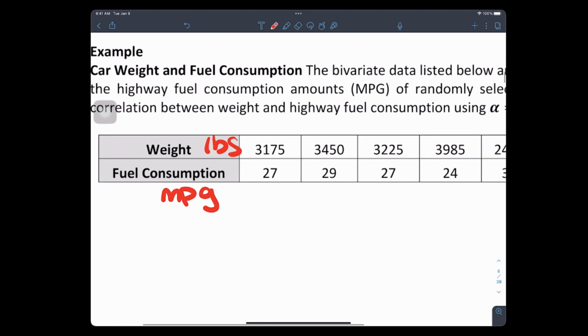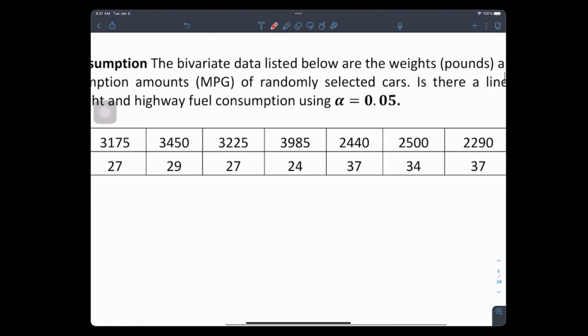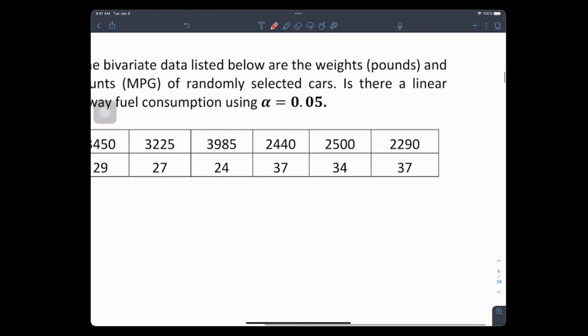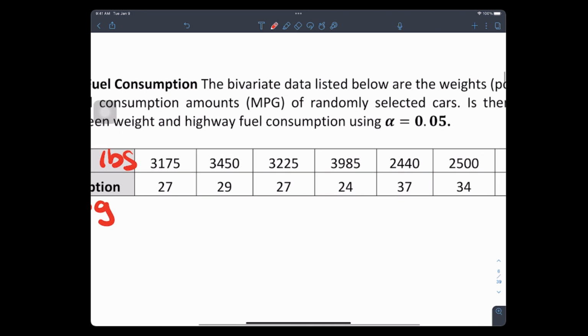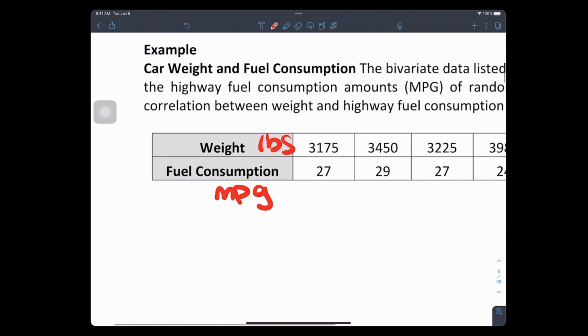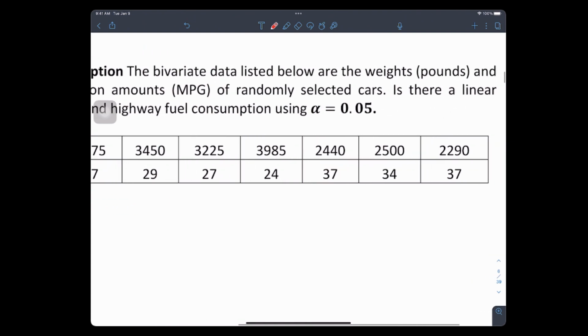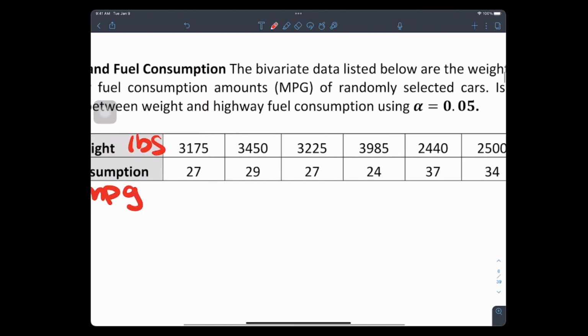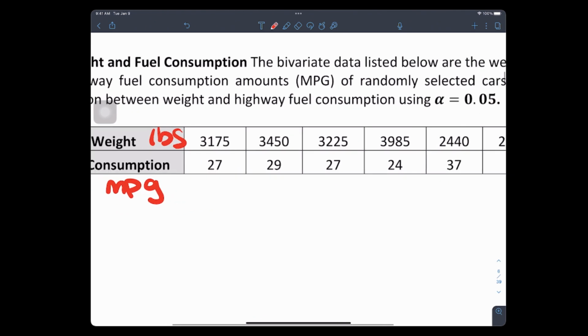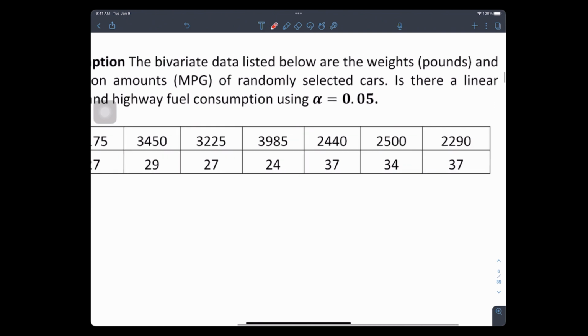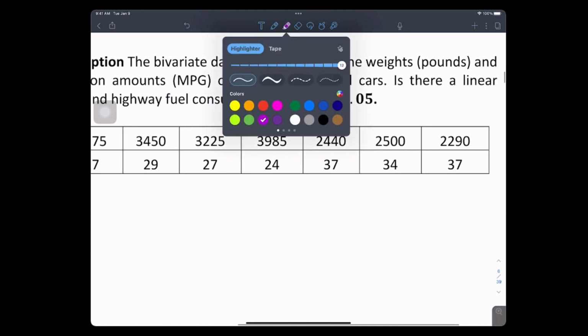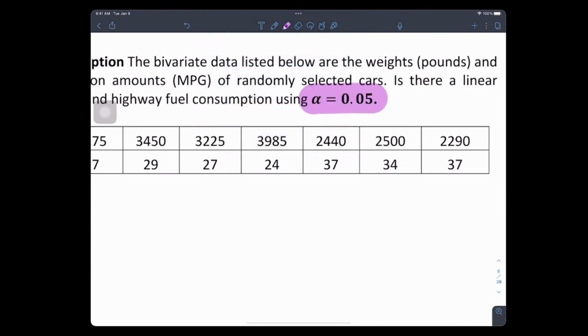So here's what they're saying. The bivariate data listed below are the weights in pounds and the highway fuel consumption in mpg of randomly selected cars. Is there a linear relationship between the weight and highway fuel consumption using alpha being 5%?